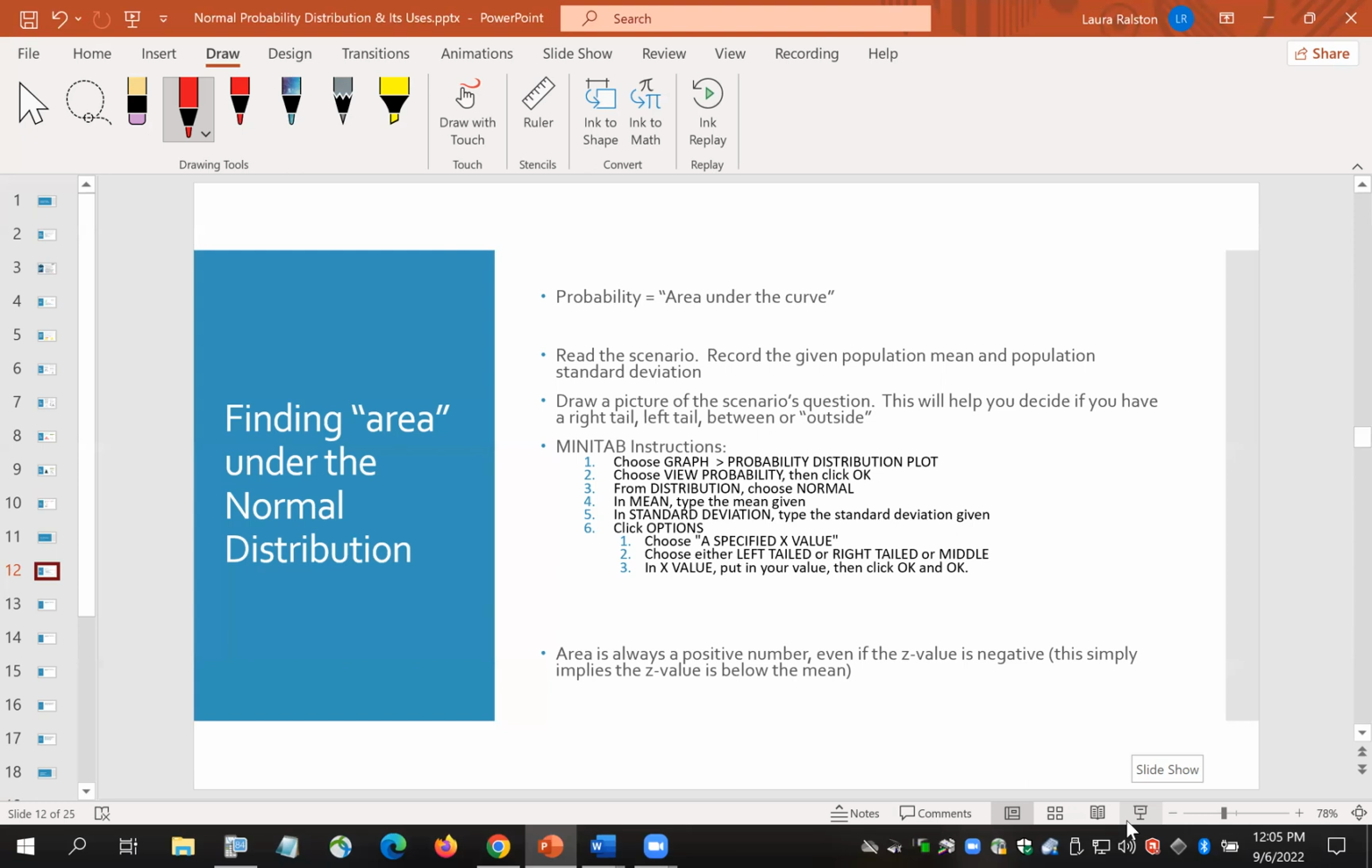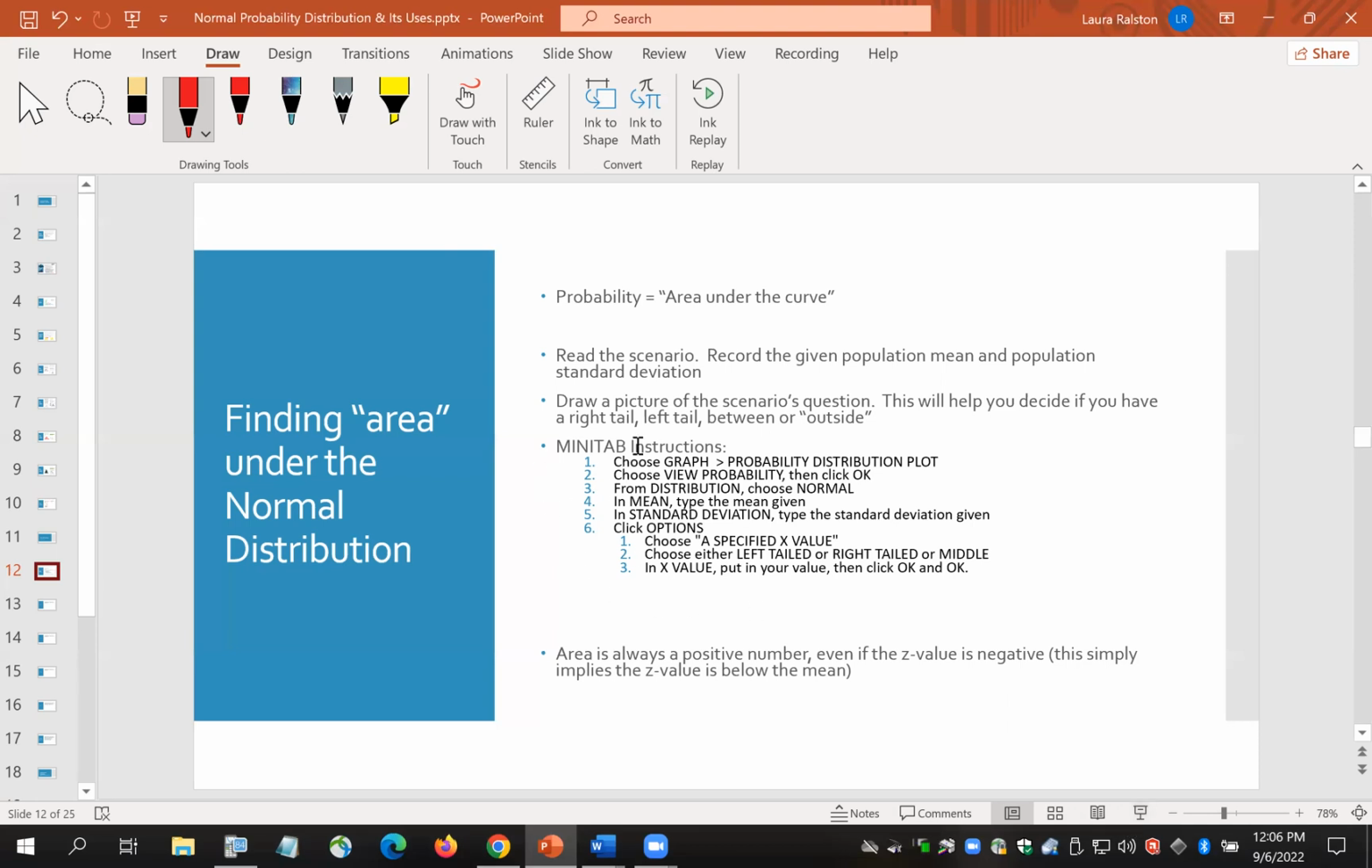Again, I encourage you to draw the picture of the scenario. It doesn't have to be anything to scale, but it helps you to decide which type you have. And there are basically four types that Minitab addresses. You have what we call a right tail, a left tail, a between, and an outside. And we'll talk about those as we go.